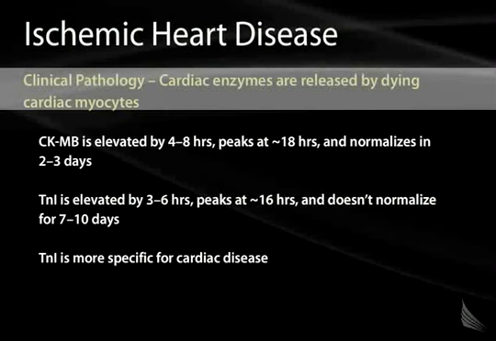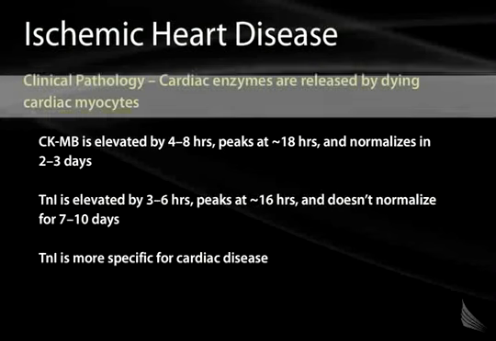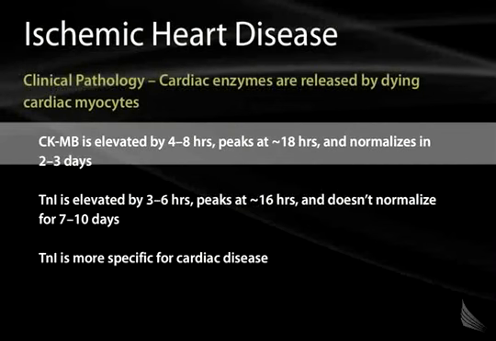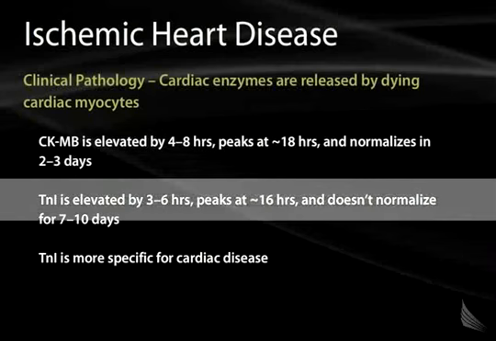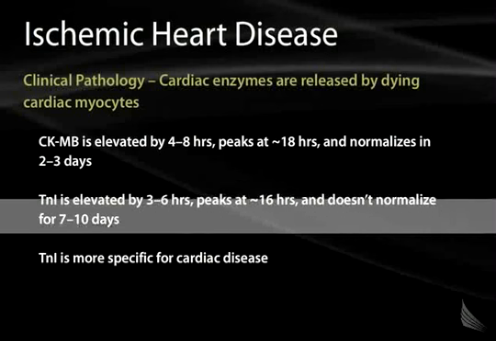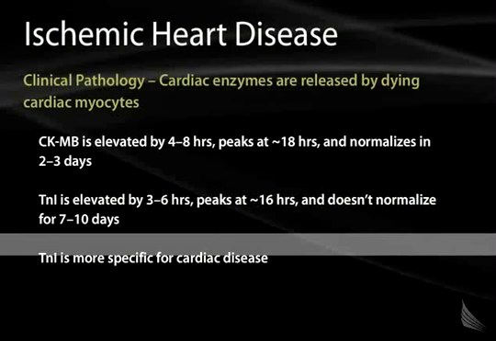Cardiac enzymes are released by the dying cardiac cells. CKMB is elevated by 48 hours and peaks at 18 hours and normalizes in 2 to 3 days. Troponin I is elevated by 3 to 6 hours, peaks at 16, and can stick around for 7 to 10 days. Troponin I is more specific for cardiac disease.